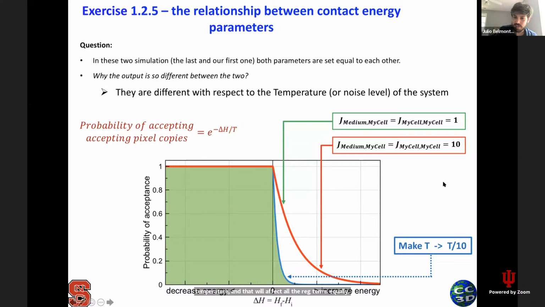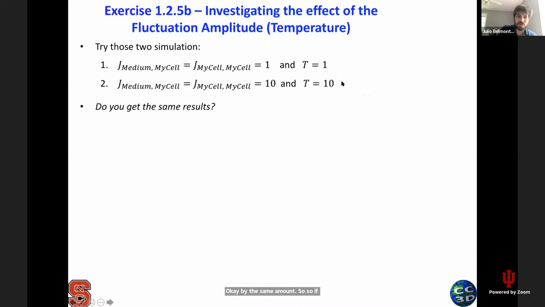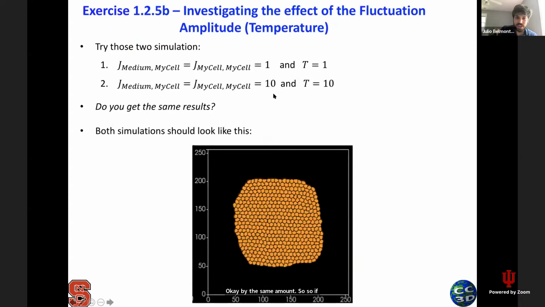So if you repeat this, you should get exactly the same results as you had before. If this energy is 1 and the temperature is 1, that's equivalent to having these two energies equal to 10 and the temperature equal to 10. Does this make sense?